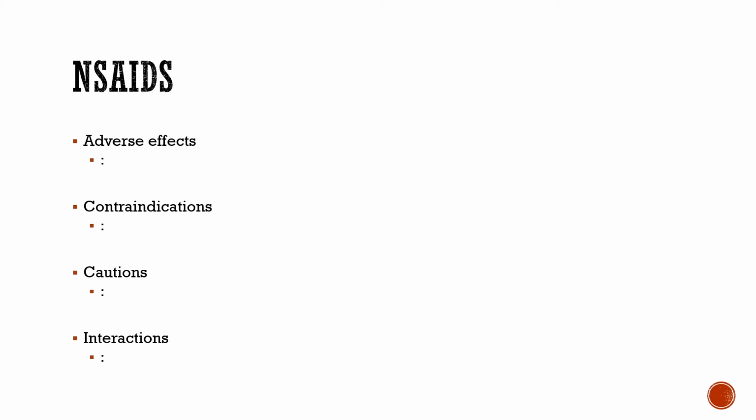Interactions can interact with anticoagulants just like steroids, just like aspirin. Anticoagulants like aspirins or corticosteroids like aspirins, alcohol. These can also interact sometimes with antihypertensives. We learned about that with our ACE inhibitors and diuretics.